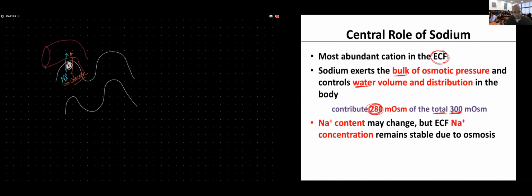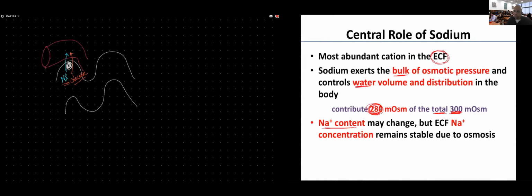Okay. It's going to be 93.3. So more than 90% of the total extracellular fluid osmolarity is going to be contributed by just the sodium. Sodium content may change, but its concentration can't change.